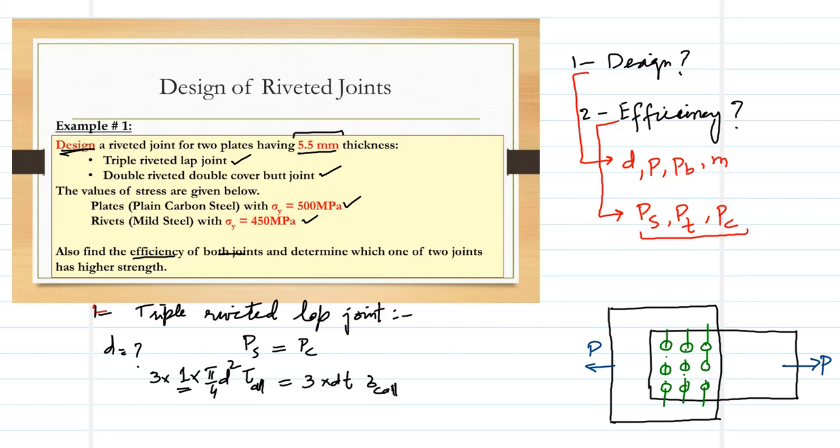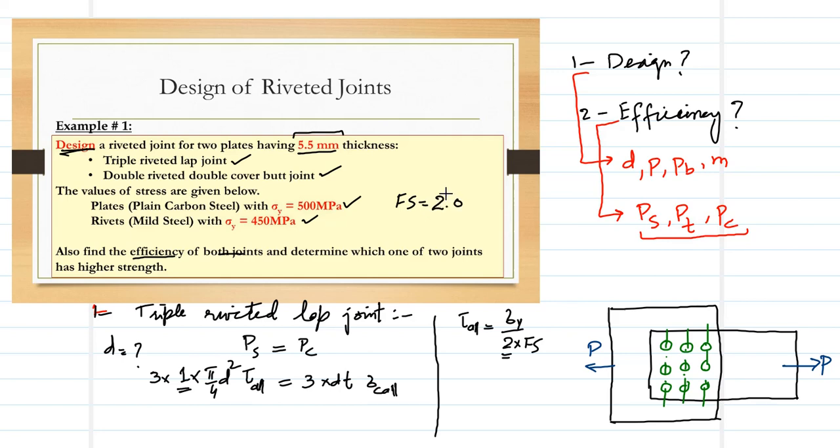stress of the rivet. Now for the allowable stresses, we know that tau allowable equals sigma y over 2 into factor of safety. Here 2 is used by considering the maximum shear stress theory. In this problem, the factor of safety is not known, but when you get a problem in an exam, the factor of safety is clearly mentioned. So let's say the factor of safety here is 2.